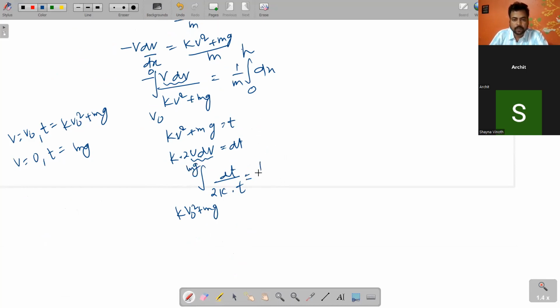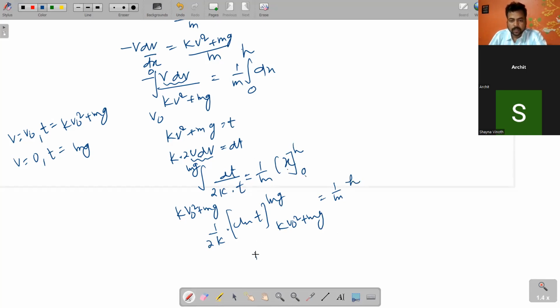And this is your 1 by m, and this is your dx. Integration of dx is x, with upper limit and lower limit. So this 1 by 2k will come out. 1 by t is ln t, from mg to kv naught square plus mg. This is 1 by m into h, upper limit minus lower limit, h minus 0, h. So this is 1 by 2k, ln mg minus ln of the lower limit, kv naught square plus mg, equals h upon m.